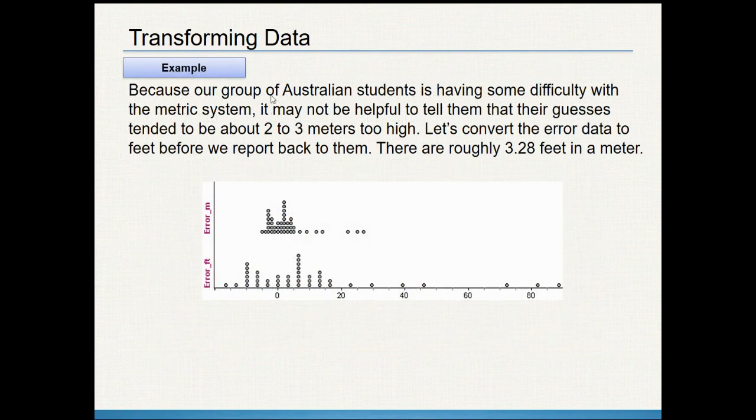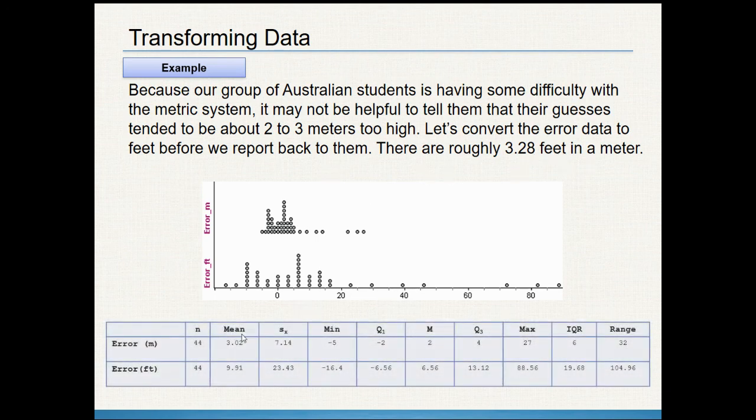All right, so because our group of Australian students is having some difficulty with the metric system, it may not be helpful to tell them that their guesses tended to be about 2 to 3 meters too high. Let's convert the error data to feet before we report back to them. There are roughly 3.28 feet in a meter. So you basically could convert, changing your units. If all your observations are in meters, you can change them to feet or back and forth, depending on what you're looking at.